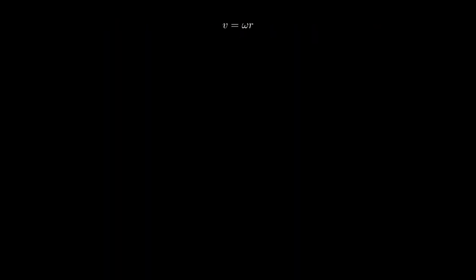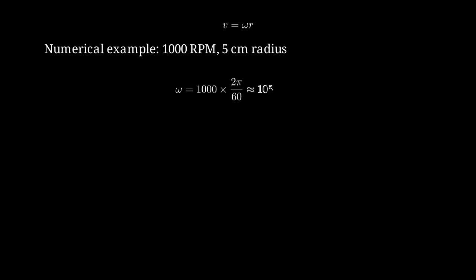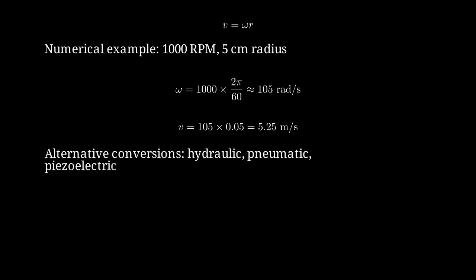For a simple case, linear velocity equals angular velocity times radius. If we have 1000 RPM rotation with a 5 centimeter radius wheel, what linear speed do we get? 1000 RPM converts to approximately 105 radians per second. Multiplying by the radius gives 5.25 meters per second linear velocity. But we could achieve the same functional conversion using hydraulic cylinders, pneumatic actuators, or even piezoelectric elements.